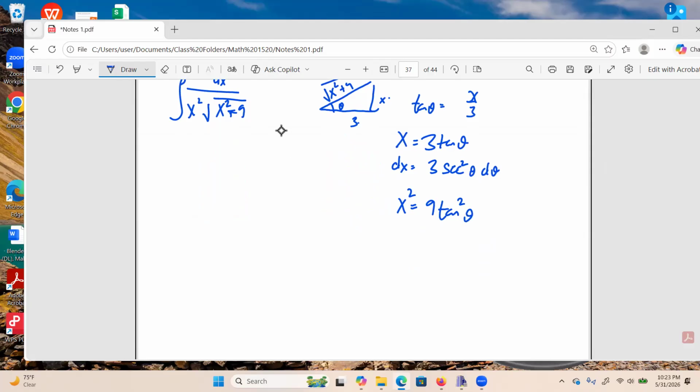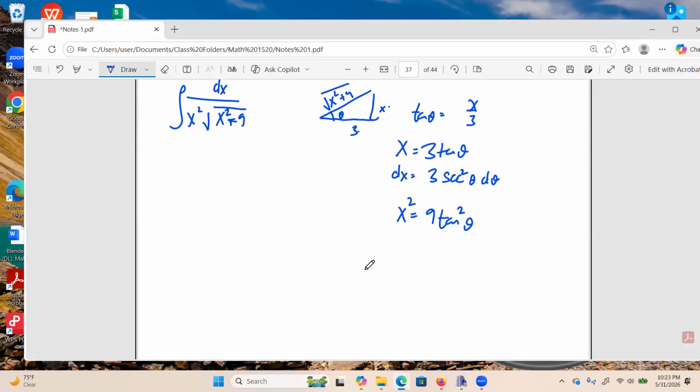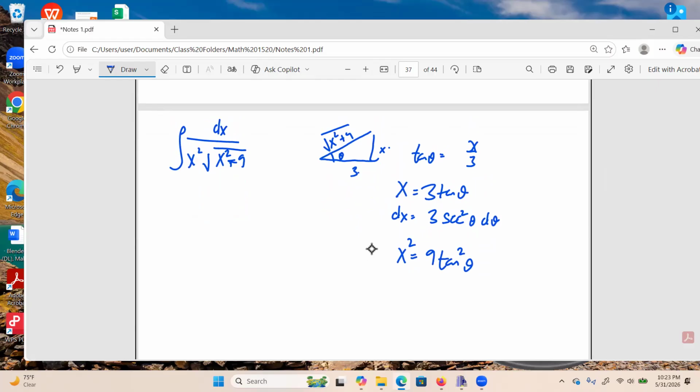And I think we're about ready to start putting some things in here. I'm going to do one more little thing here. I'm going to say that cosine of theta, looking back at my triangle, is adjacent over hypotenuse. So it's going to be 3 over the square root of x squared plus 9. Okay. So just knowing that, we can substitute various things in here.